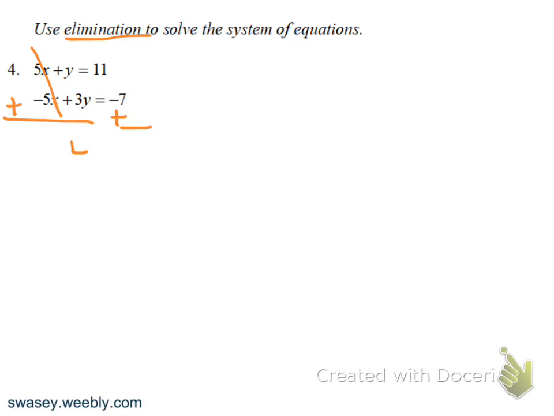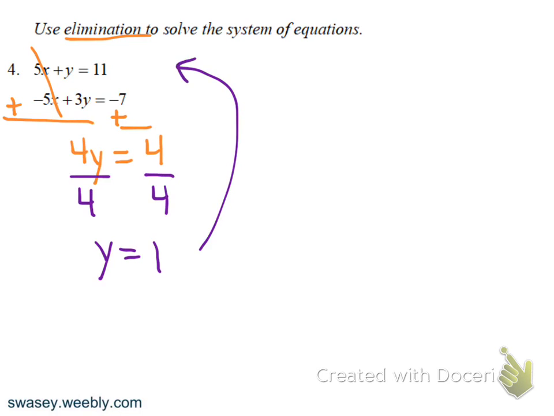1y plus 3y is 4y. 11 plus negative 7 is 4. To get rid of multiplying by 4, divide by 4. So we have y equal to 1. Now to find x, we'll plug this back in. I'll go with the top one.